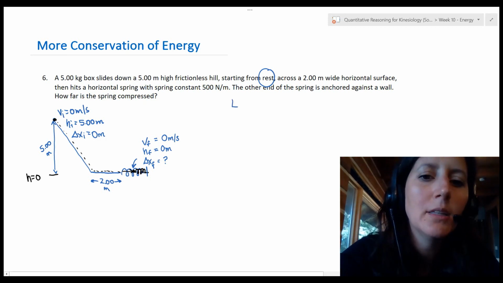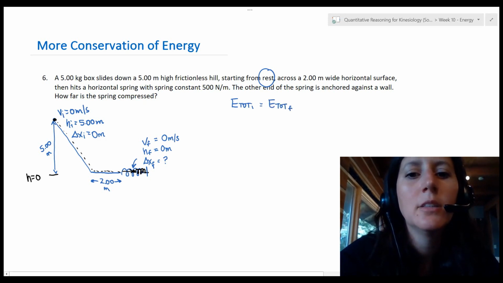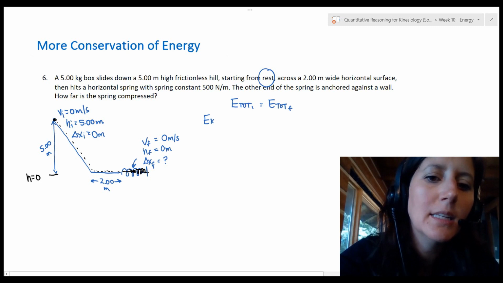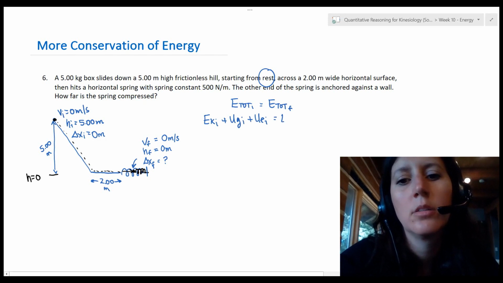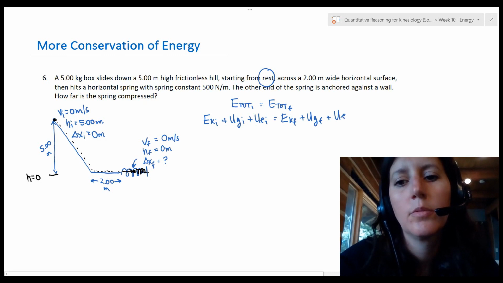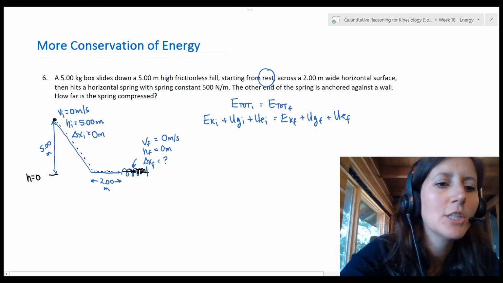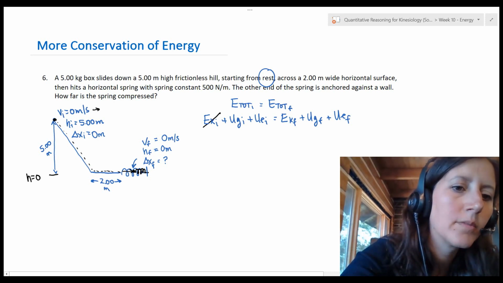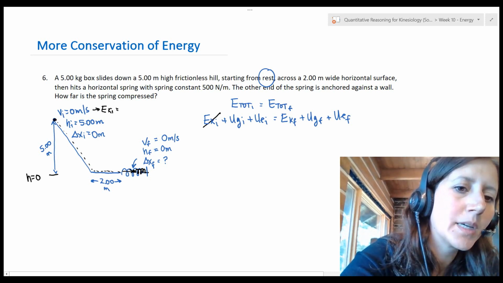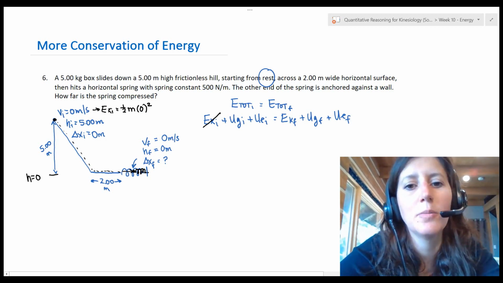I'm going to write out the formula. E total initial equals E total final. I'll put in all the types of energy that we've discussed. And now let's think about which of these values we can just cancel out. So our V initial is 0. That means EK initial is 0, because it equals 1/2 mv squared, with v being 0. So that whole thing is 0.